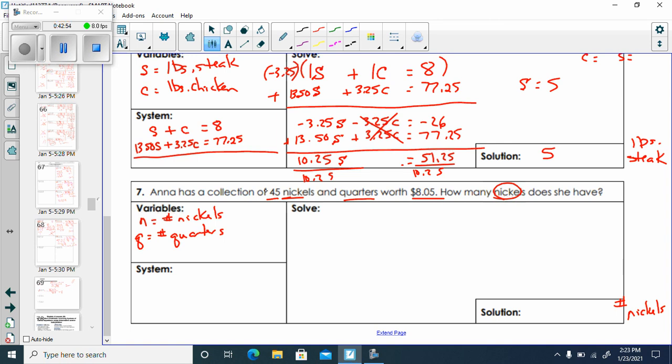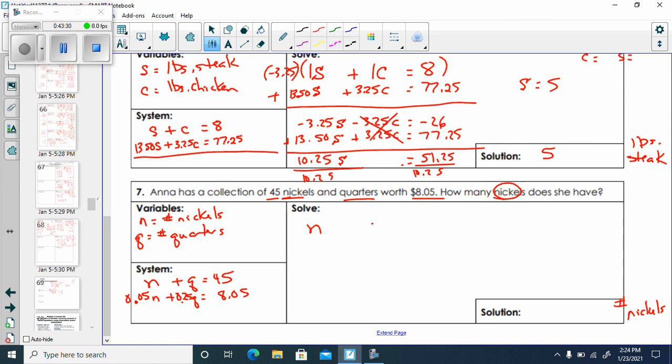We need 2 equations here. There's 45 total nickels and quarters. So the number of nickels plus the number of quarters equals 45. The total value of it is $8.05. Well, we know the nickel is worth 5 cents. That's 0.05 times the number of nickels gives you your value in nickels. Quarters are worth 25 cents. 0.25 times the number of quarters would give you your value in quarters, right? So let's solve the two.